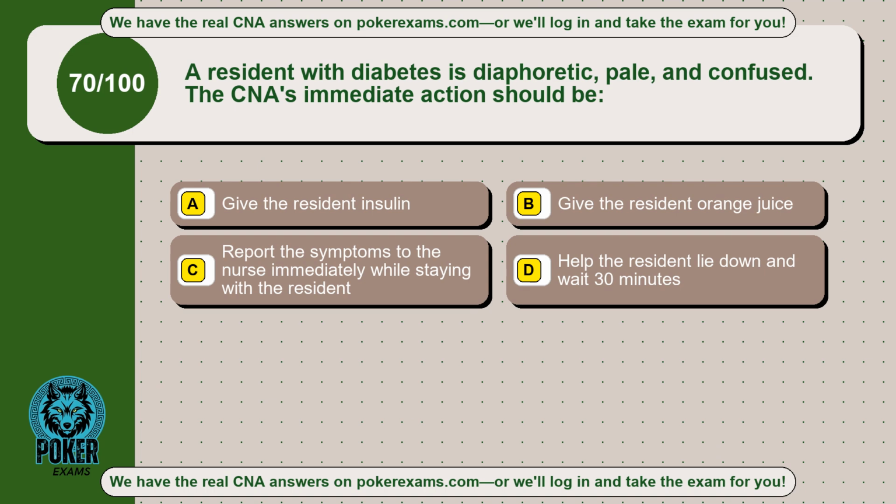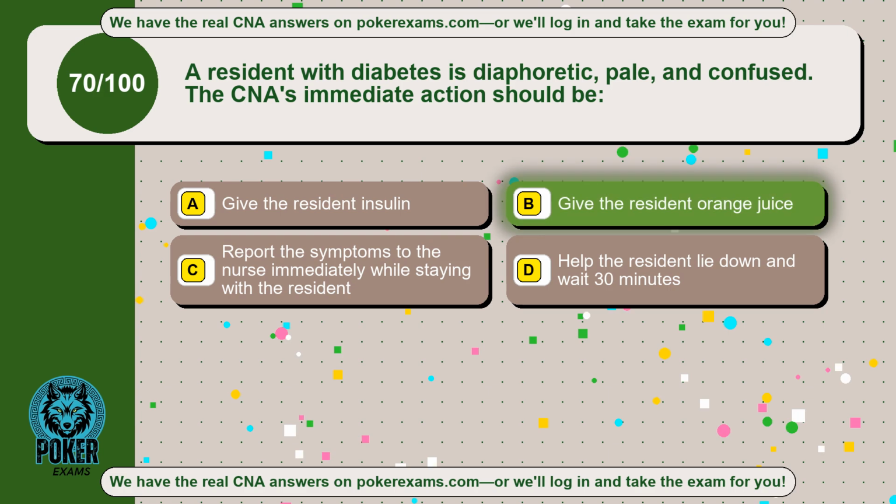Question 70. A resident with diabetes is diaphoretic, pale, and confused. The CNA's immediate action should be Option A, give the resident insulin. Option B, give the resident orange juice. Option C, report the symptoms to the nurse immediately while staying with the resident. Option D, help the resident lie down and wait 30 minutes. The correct answer is option B, give the resident orange juice.